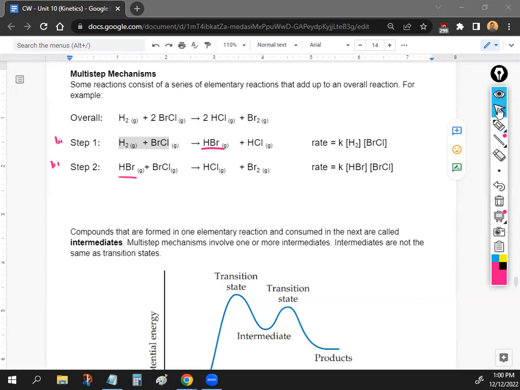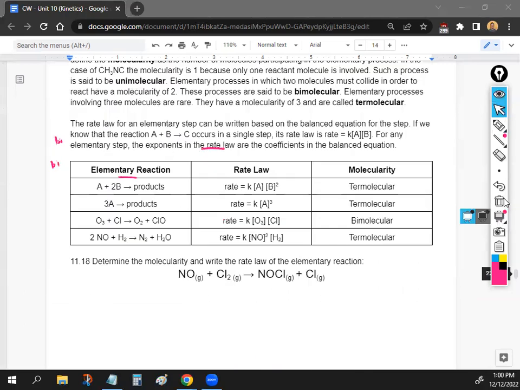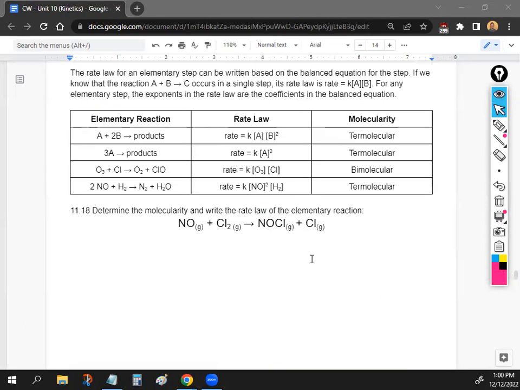Chart on the page above. The curriculum at the bottom one is bimolecular. It's because of the elementary reaction right here. There's two NOs and one H2.